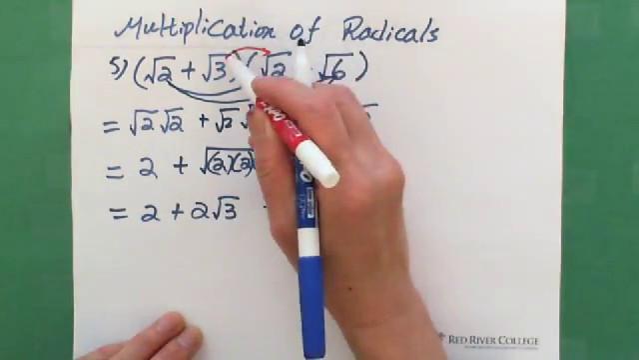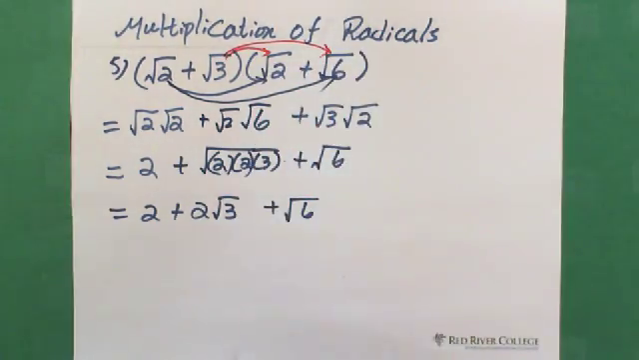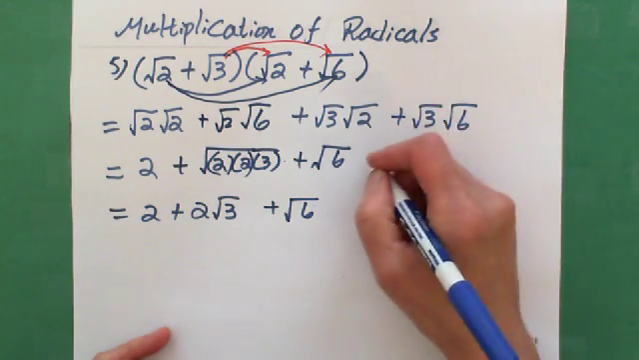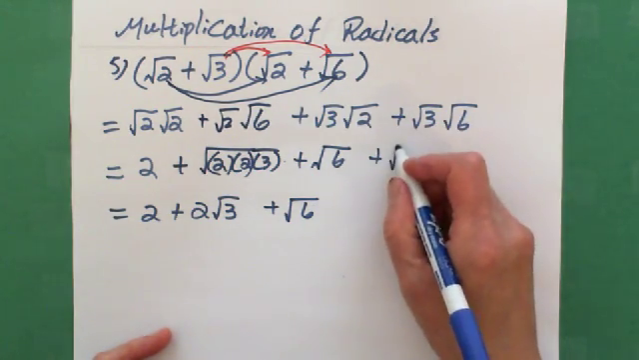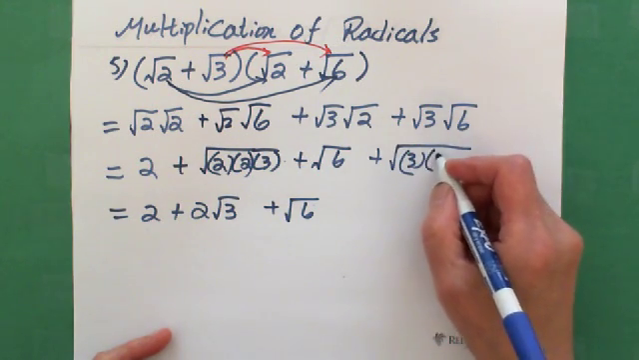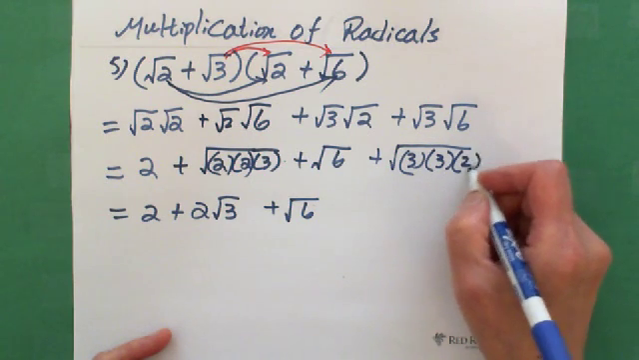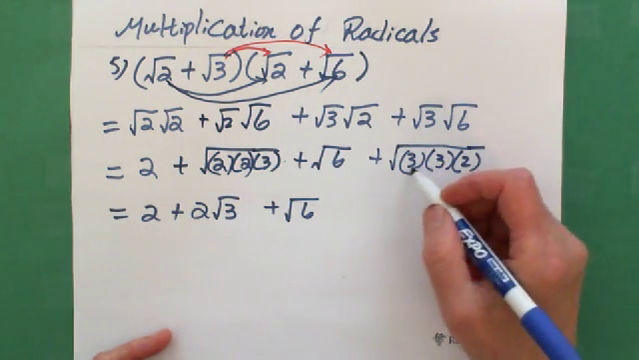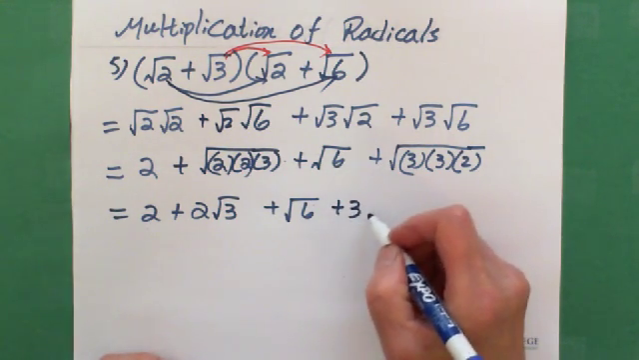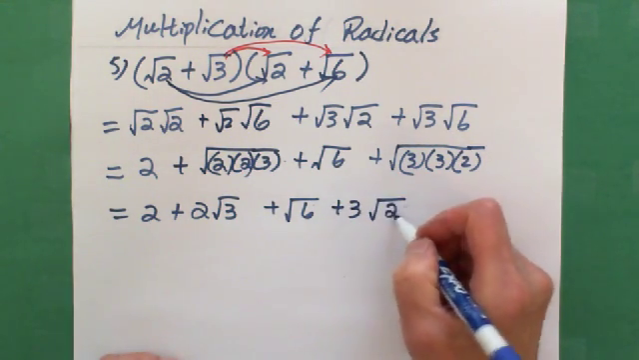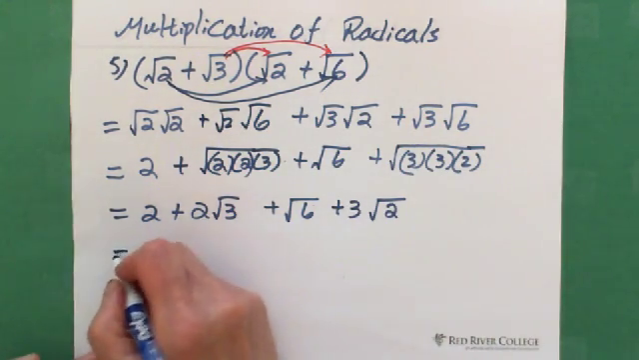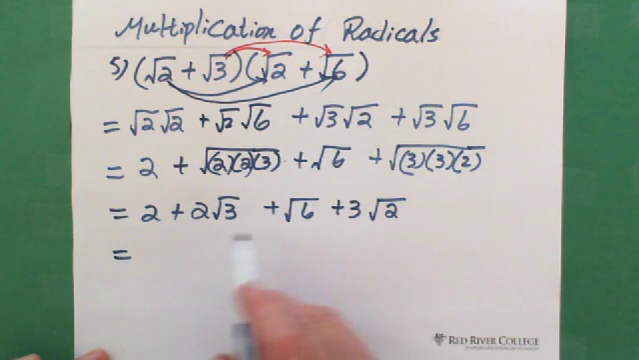The last one, root 3 multiplied by root 6. We get root 3 times root 6. Then we can simplify this one. Root 6, we can factor out 3 times 2, right? Then we have a pair of 3, get out of the radical, it is 3 root 2. Right? 3 root 2.